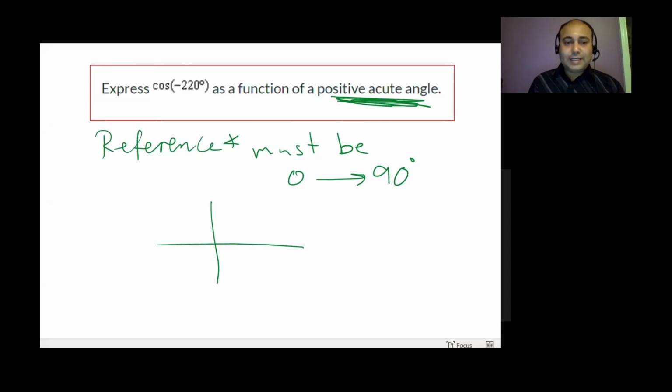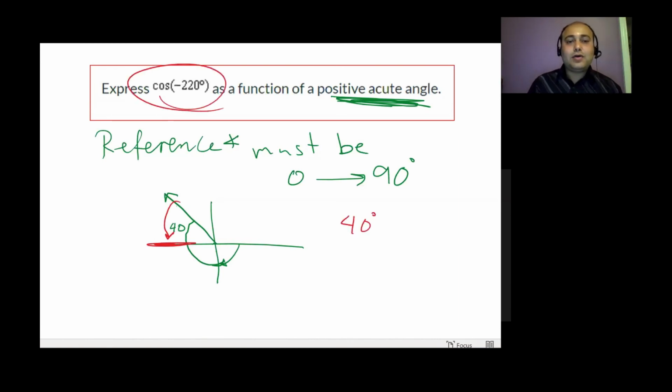So don't forget, for negative 220 we are going clockwise. So we're going to go this way: 90, 180, 180 plus 20 is 200, plus 20 is 220. So this should be 40, right? That means the distance from the angle to the x-axis is 40. So we got the angle is 40 degrees.